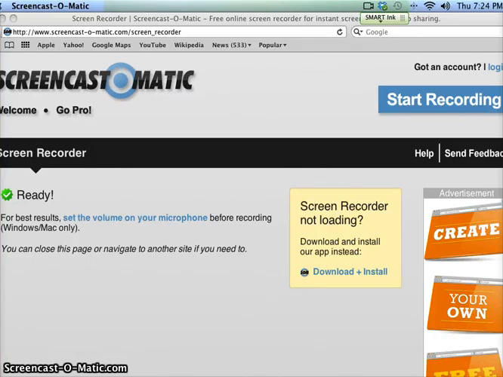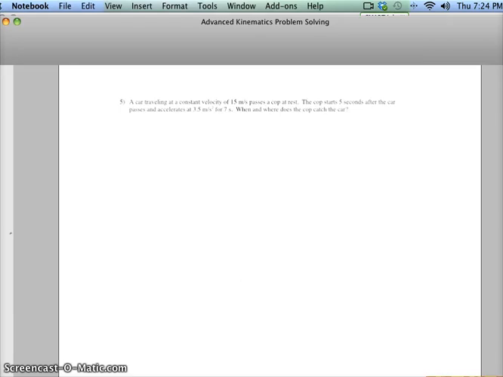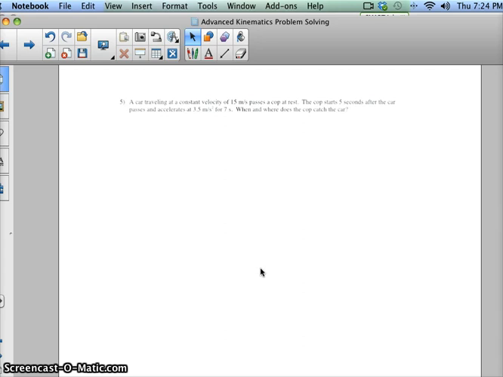Alright, so I'm trying to do problem 5. This is where the car traveling at a constant velocity of 15 meters per second passes a cop who's at rest. The cop starts 5 seconds after the car passes, and looks like the cop speeds up at a rate of 3.5 meters per second every second for 7 seconds. And there's actually a question on this one.